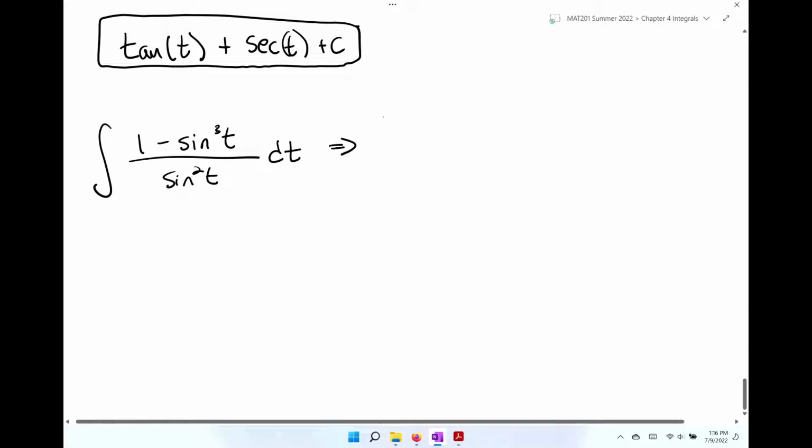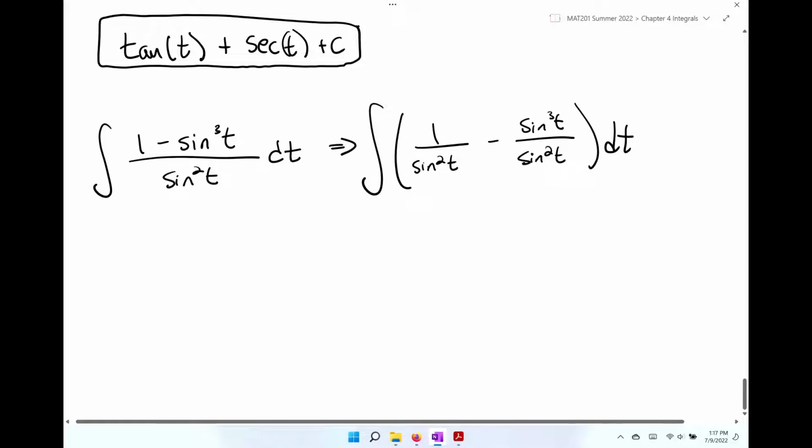All right, so I hope you can see where this is going. First thing I'm going to do is separate these terms, because I have one term in my denominator. So I'm going to make it 1 over sine squared t minus sine cubed t over sine squared t dt. Next, I'm going to simplify a little bit further. 1 over sine squared t is going to be cosecant squared t minus sine t, put this in parentheses, dt.